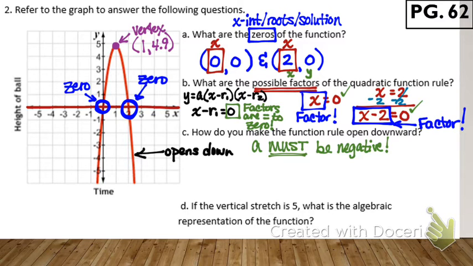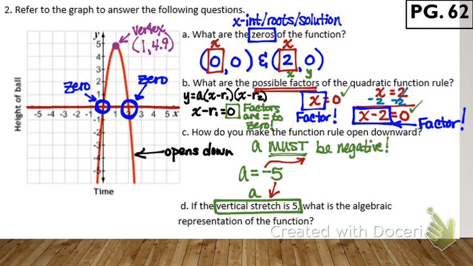A must be negative. Question D says, if the vertical stretch is 5, what is the algebraic representation of the function? I just want to focus on this vertical stretch being 5 for a minute. Whose job is that, A, H, or K? A. So it's got a vertical stretch of 5, that's A's job, but it also opens down, so A has to be negative. Which means my A value is what here? Negative 5. Negative because of this, 5 because of this.